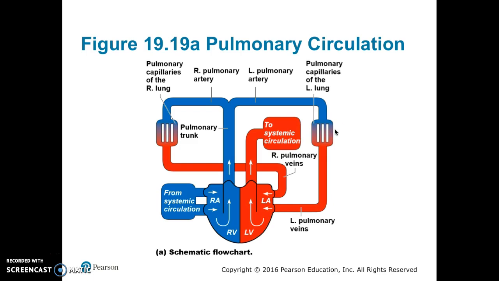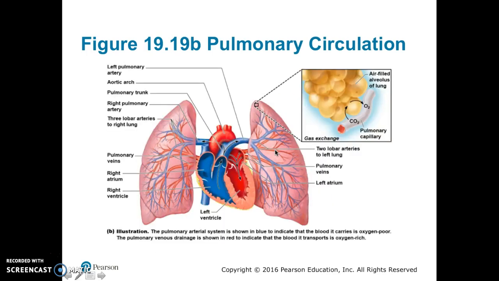Oxygenated blood leaves the pulmonary capillaries and enters the right and left pulmonary veins. Here's the right pulmonary vein and the left pulmonary vein, and then the blood enters the left atrium, the left ventricle, and out of the aorta into the entire body for the systemic circulation. Figure 19.19b shows the pulmonary circulation and a close-up of the pulmonary capillary, seen here, where carbon dioxide leaves the blood and oxygen enters.